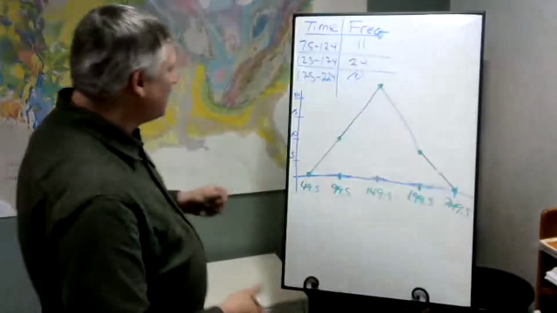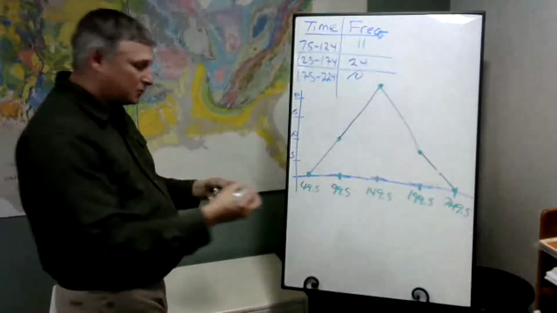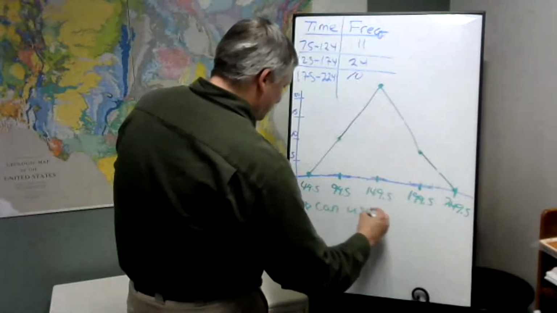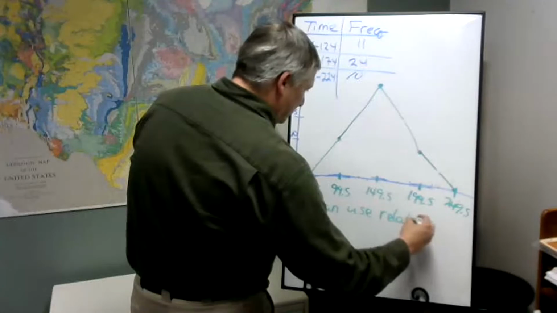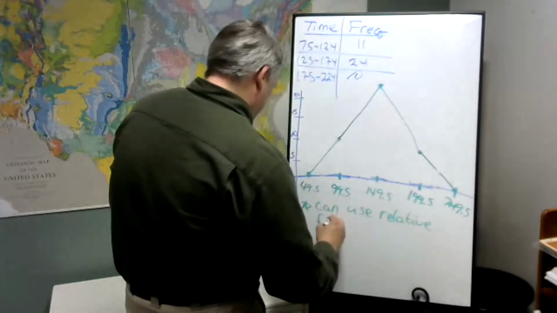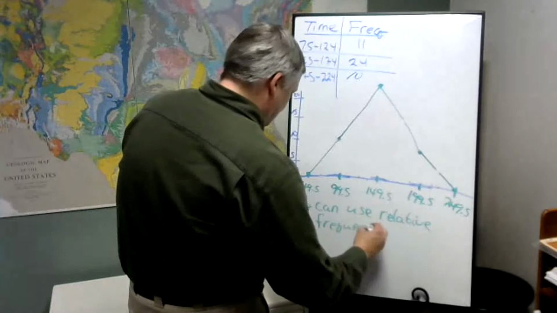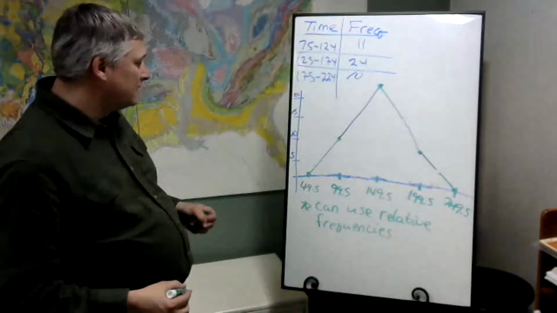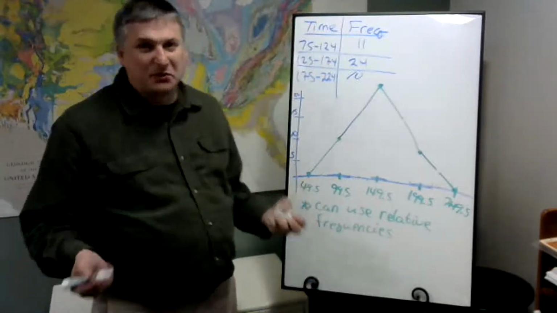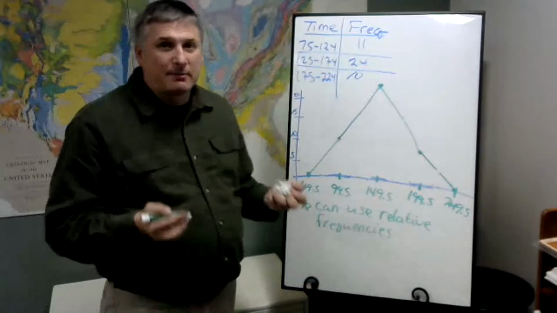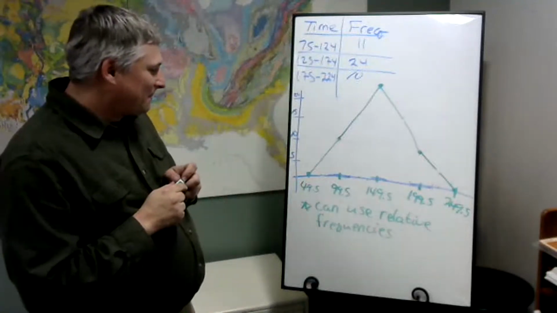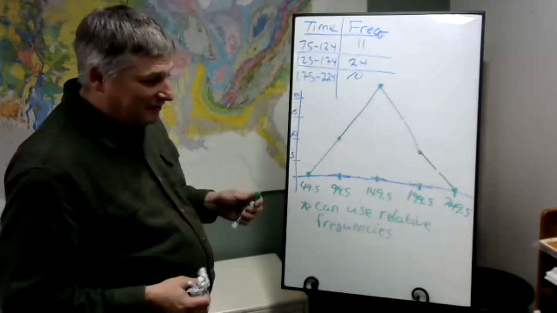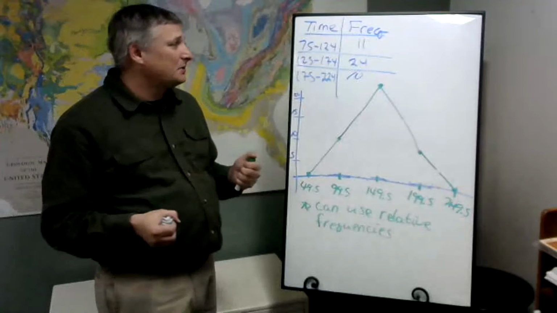Now, just another note, you could also, instead of using absolute frequencies, use relative frequencies. In other words, percents. And so instead of having these frequencies, you just have percents, but you're going to get the same type of thing. And you call this a relative frequency polygon at that point. So that's it. If you have any questions, let me know.